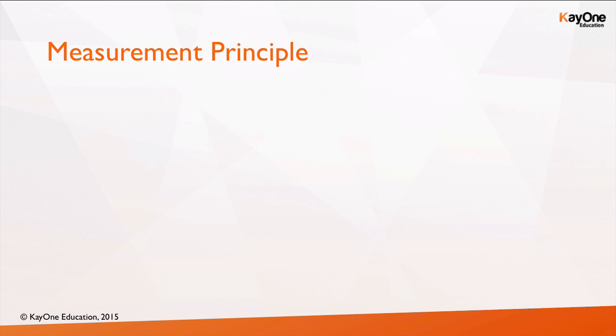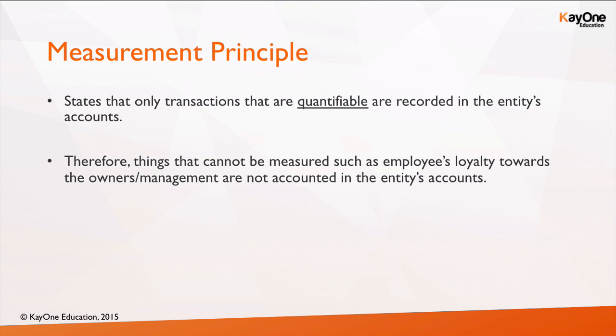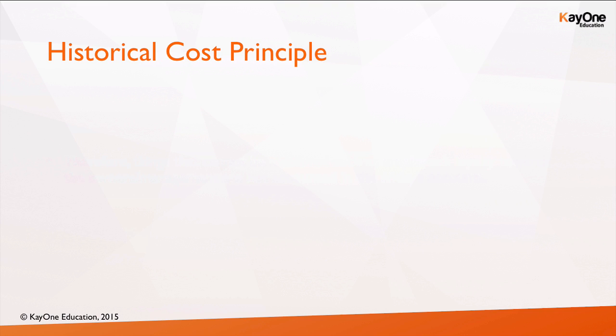The next principle is called the measurement principle. A very simple principle, and it states that only transactions that can be measured or transactions that are quantifiable are recorded in the entity's accounts. And therefore, things which cannot be measured, like for example, the employee's loyalty, the brand value, the qualitative aspects are therefore not recorded in the books of accounts. So this is the measurement principle.